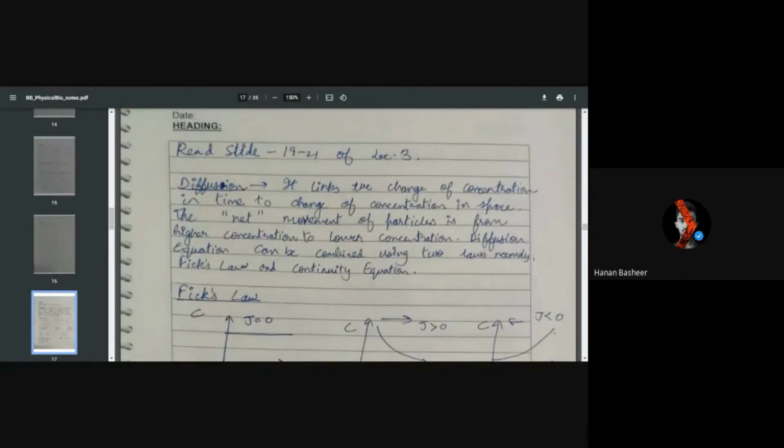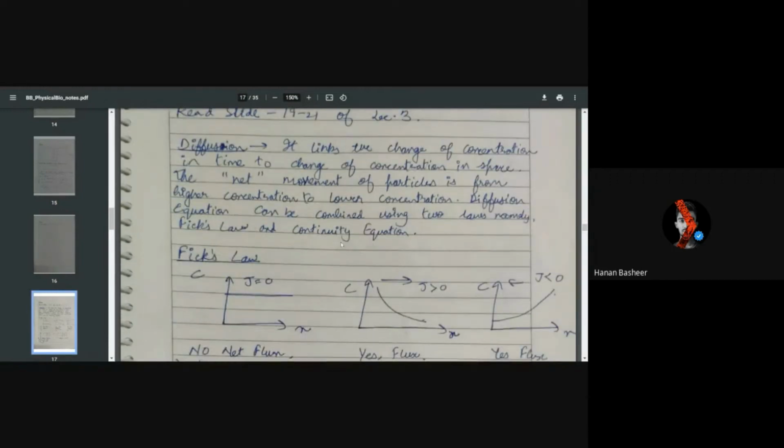Okay, now we are coming to diffusion. So what is diffusion exactly? It is the change of concentration in time due to the change of concentration in a particular sphere which we imagine. The net movement of particles is from higher concentration to lower concentration. The diffusion equation can be derived using two laws, namely Fick's law and the continuity equation.